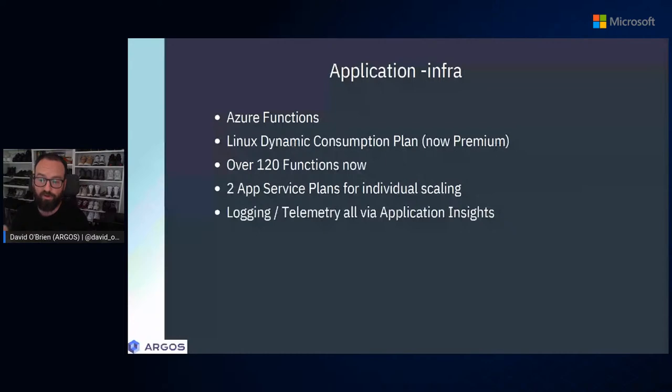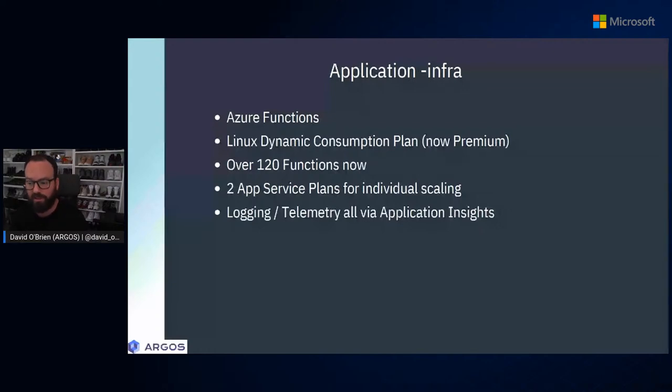Now we have over 120 functions across two app service plans, pretty much split into front end and back end. We should probably split that even more, but if we wanted to, that's an easy code change, because we are using this PaaS or FaaS, functions as a service platform, to do all of this. We don't have to deploy more virtual machines. All of this happens automatically. And as I mentioned, logging and telemetry all happens via Application Insights just through configuration.